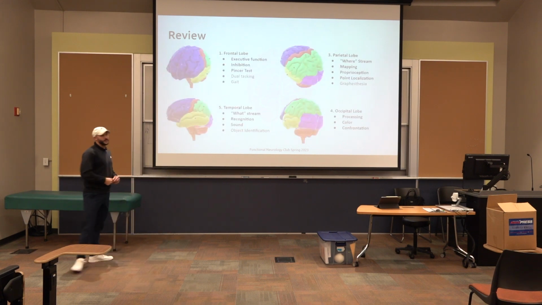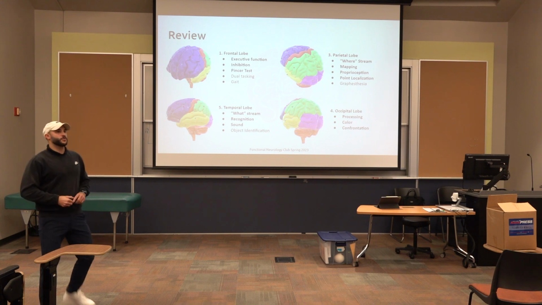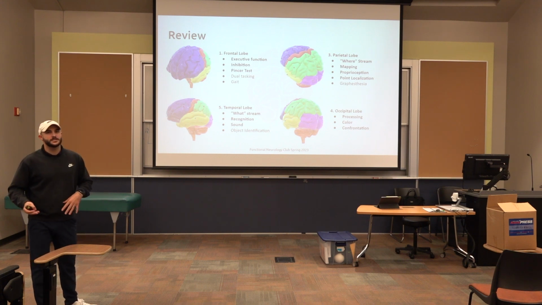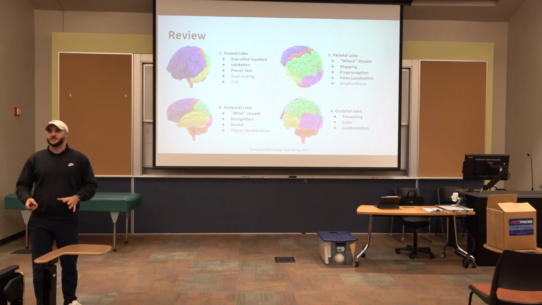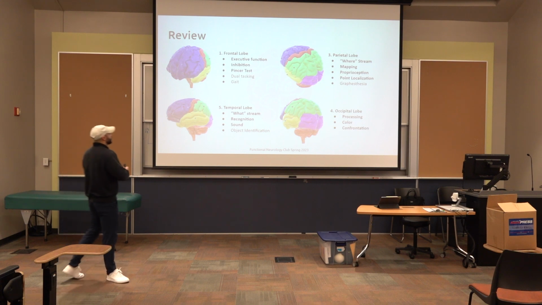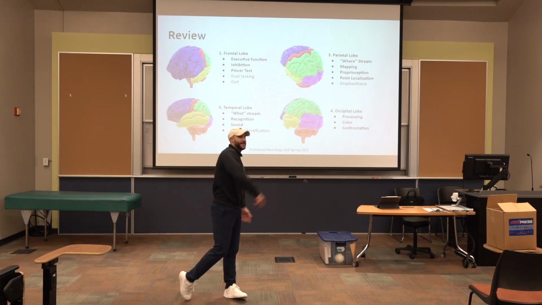All right, so here's a little review of each lobe, and we're going to go over quickly the tests, and then I have a breakout soon where we're going to integrate these tests. So, we've got our frontal lobe. It's executive function. Its main job is inhibition. A good brain is a brain that inhibits.